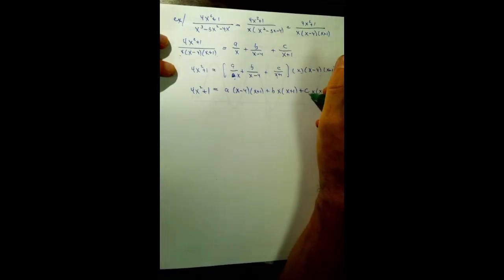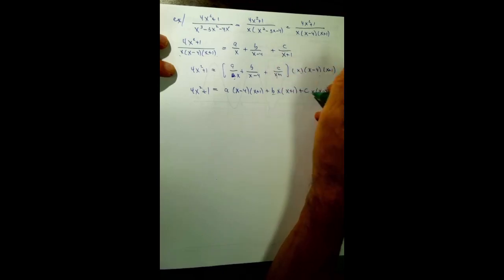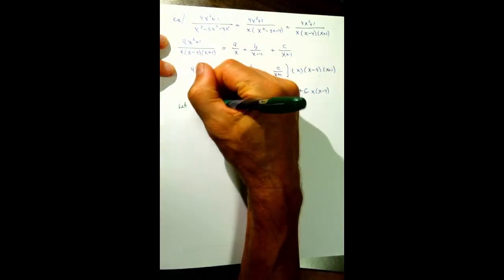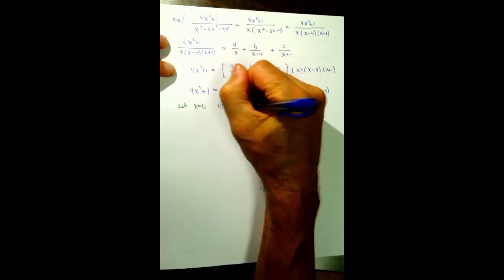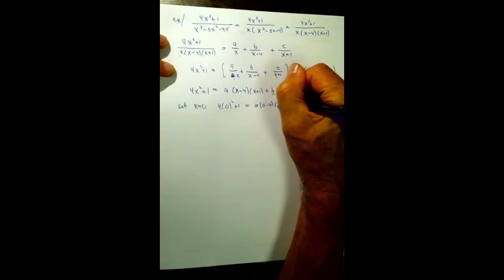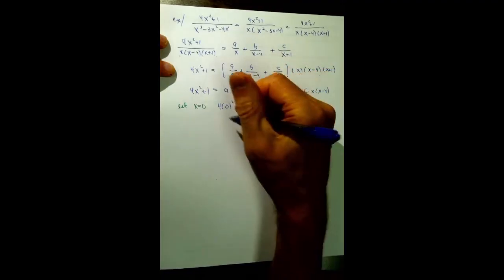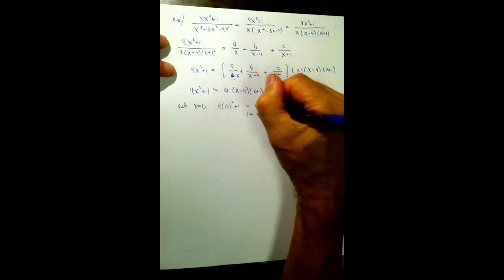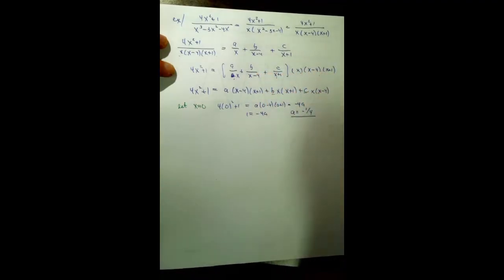Let's do this. Let's get rid of b and c first. So let's let x equal 0. So I get 4 times 0 squared plus 1 equals a times 0 minus 4 times 0 plus 1, which is minus 4a. So 1 equals minus 4a. A is minus 1/4.